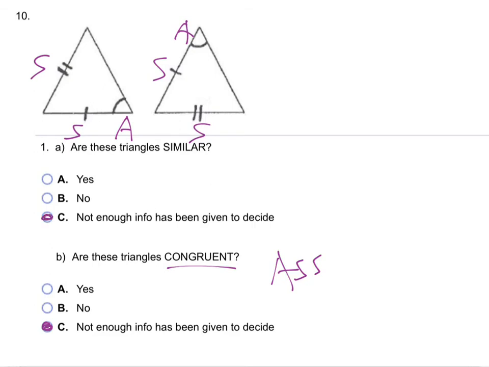And what about similarity? Yeah, again, not enough information. They have one angle the same. We just don't know about the other 2 angles. Not enough information.